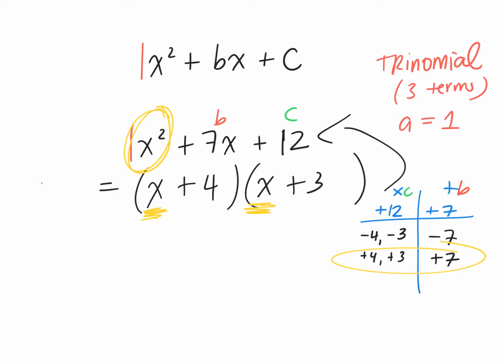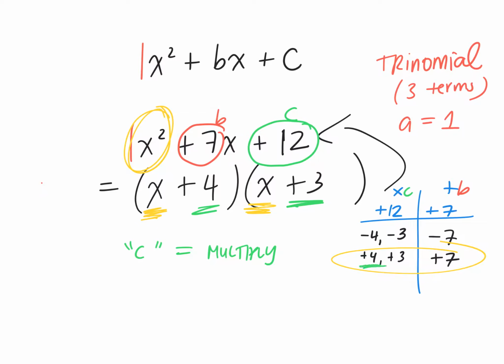So what's the last term in the trinomial? 12. The last term in the trinomial was positive 12, and the coefficient of the middle term, positive 7. So to get c, you have to multiply your last terms in the binomial. To get c, you multiply the numbers. And to get b, what do you do with those two numbers? You add. So this is just showing you why it works.